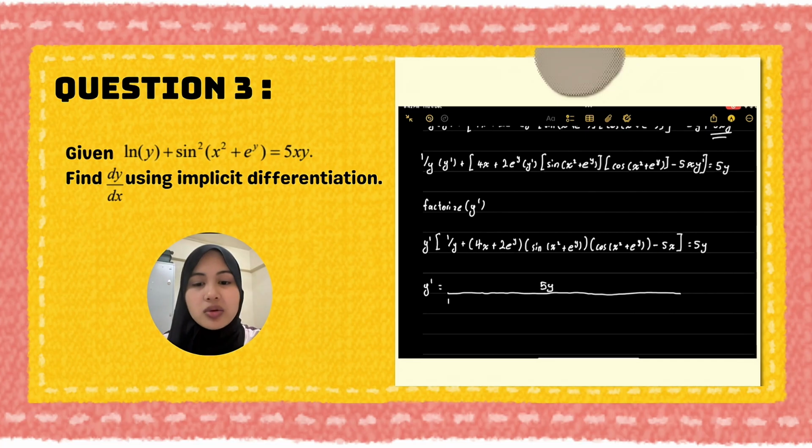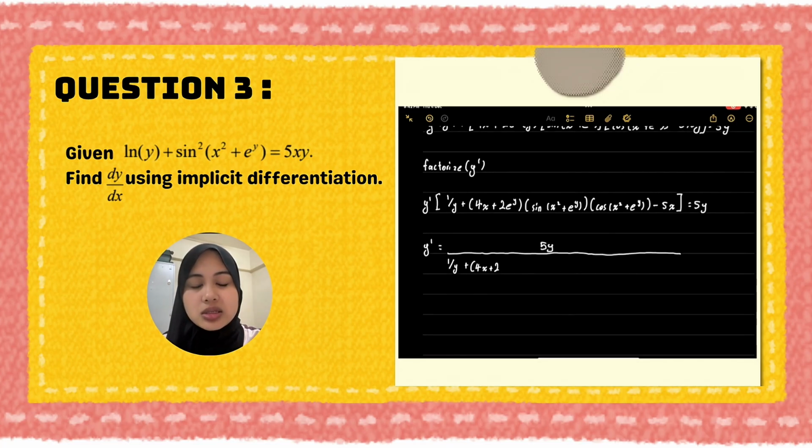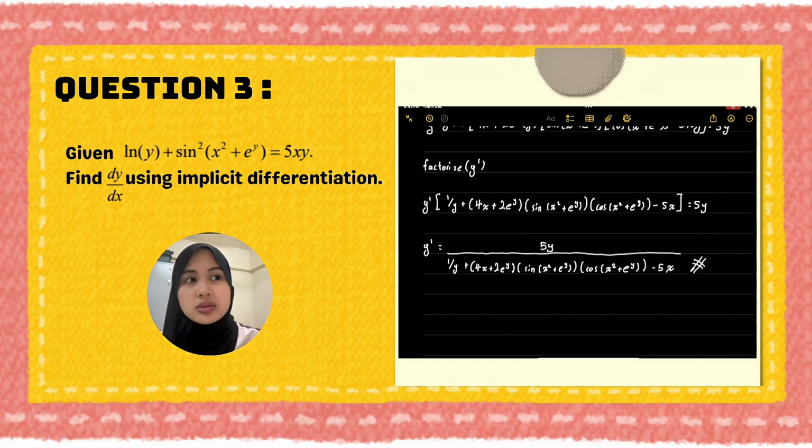So 5y over 1 to the y plus 4x plus 2e to the y sin x to the power of 2 plus e to the y cos x to the power of 2 plus e to the y negative 5x, and this is our last answer.